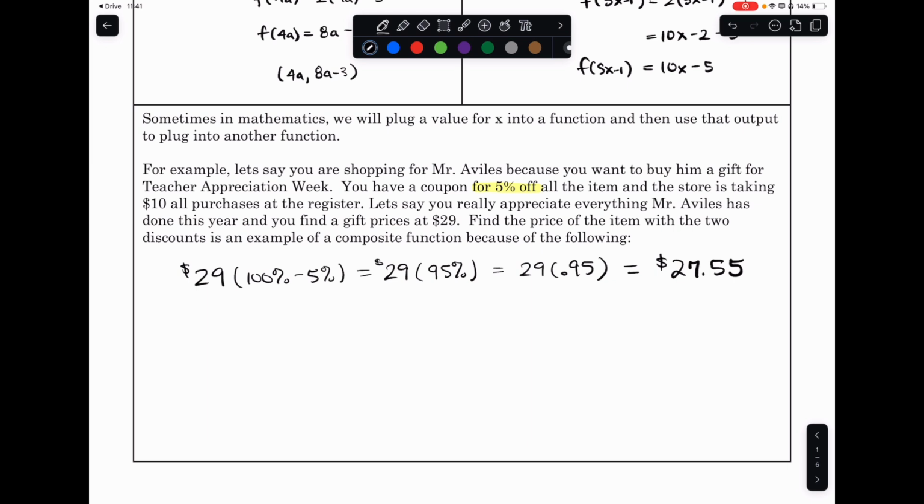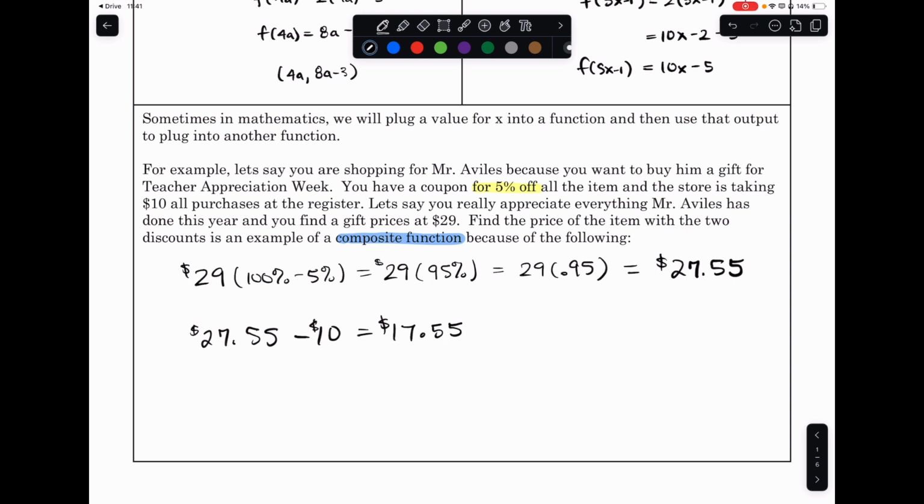Now, since this item now costs $27.55, and you took it to the register, it's going to take again $10 off. So $27.55 minus the $10 off at the register is going to bring the total to $17.55. Now, this is an example of a mathematical concept referred to as composition functions, where I get one function, get that answer, and then that answer goes into another function. I do a second step with that. This is referred to as composition functions.